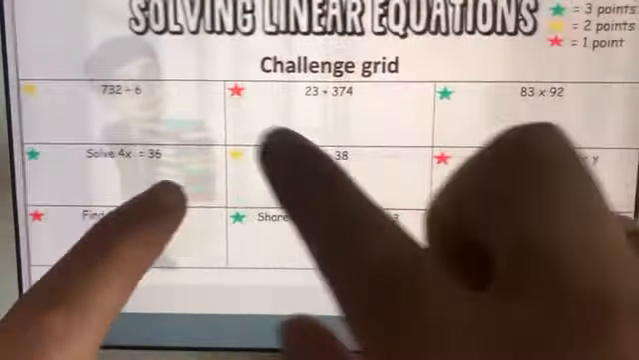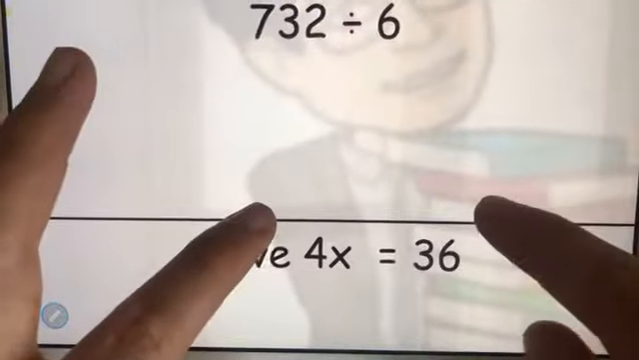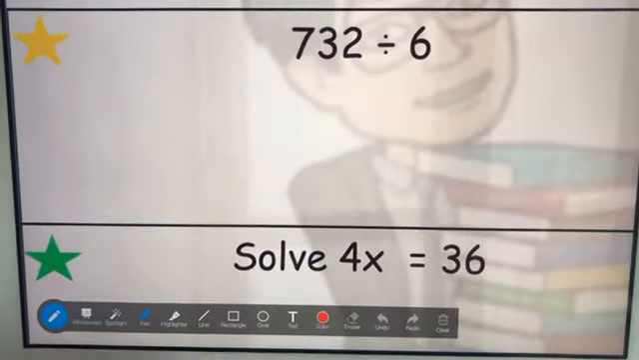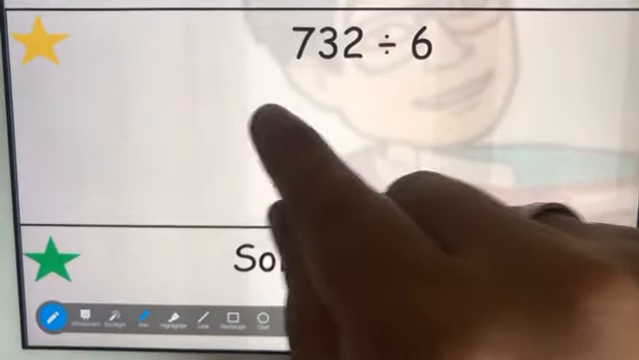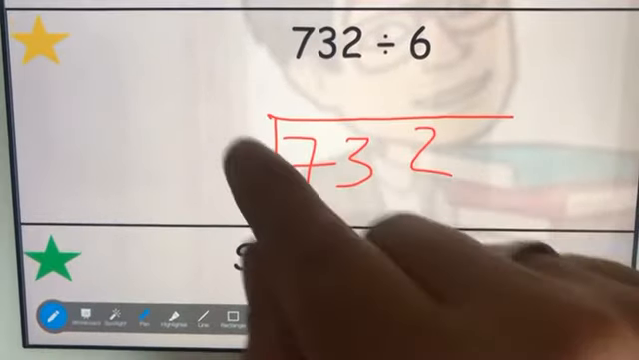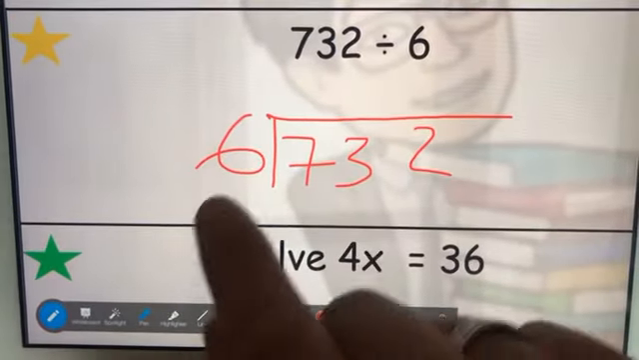Right guys, so very quickly I'm going to go through each of these, okay? So again, yellow ones are worth 2 points, greens are worth 3 and reds are worth 1. So just a bit of dividing. Again, we're going to repeat similar topics only because you need to make sure you get really good at them. 732 divided by 6.